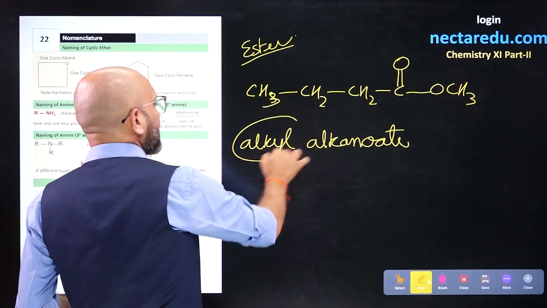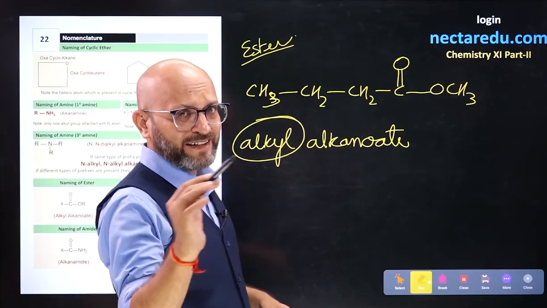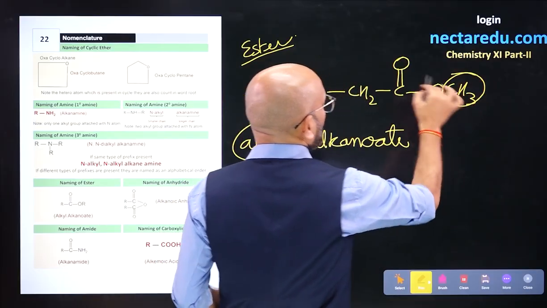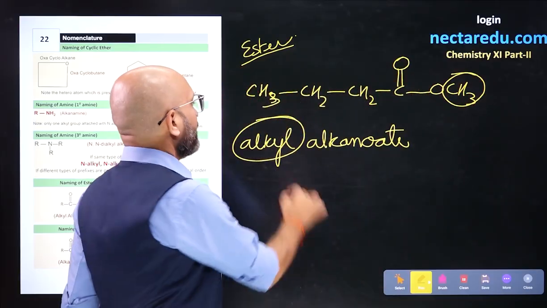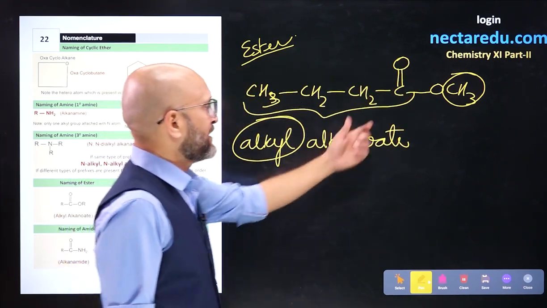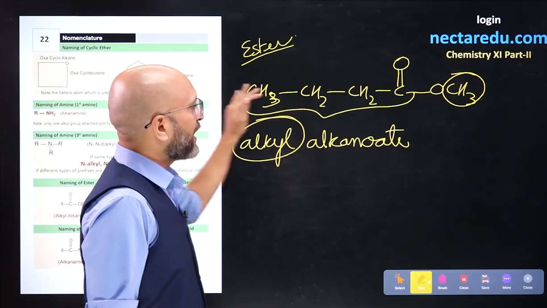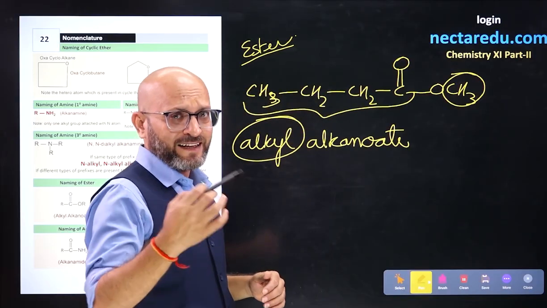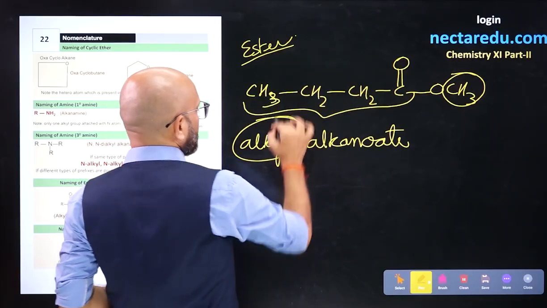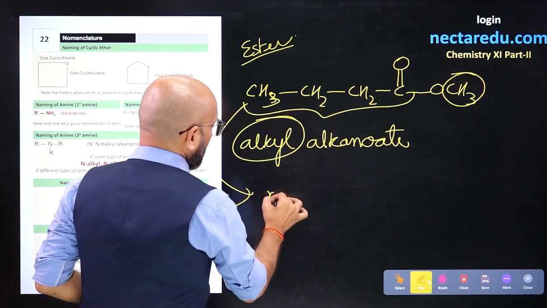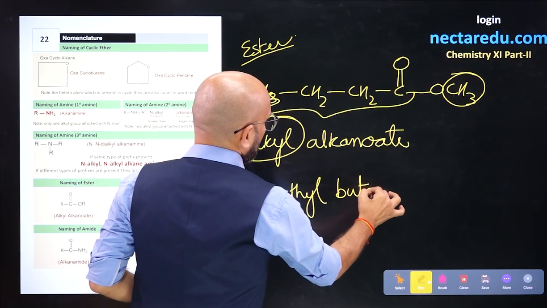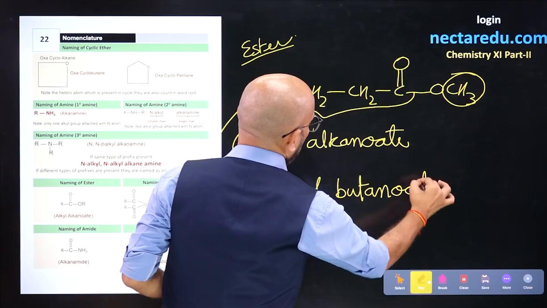Alkyl is the part attached to oxygen. So this part is attached to oxygen, so this is called methyl. And we have a chain of 4 carbons. Alright. So this is methyl and a 4 carbon alkane. So what is that? That is butane, and we will add oate. So the name becomes like this: methyl butanoate.